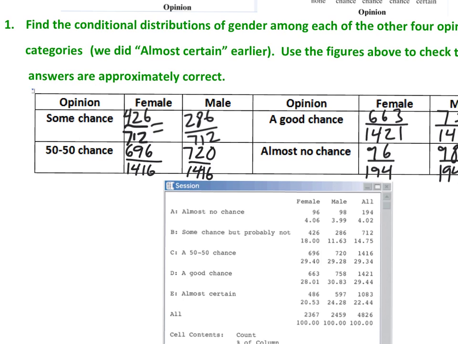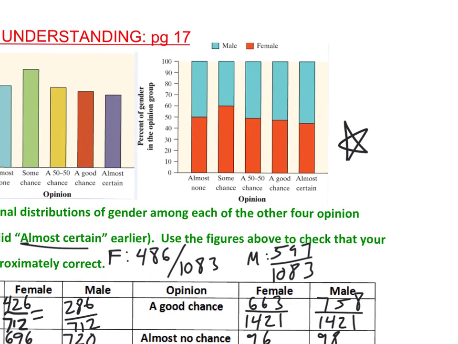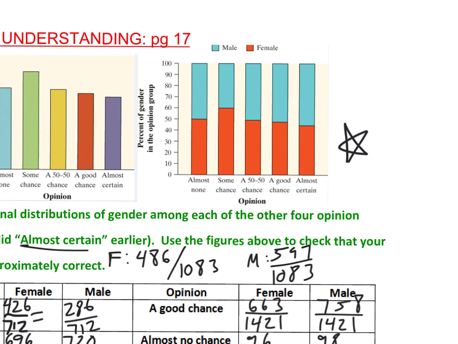And it says up here we did almost certain earlier. That's not true. For females, that's 486 out of 1,083. And for males, okay. And again, if you wanted to put all this together, this is how you would make this type of stacked bar graph, right?